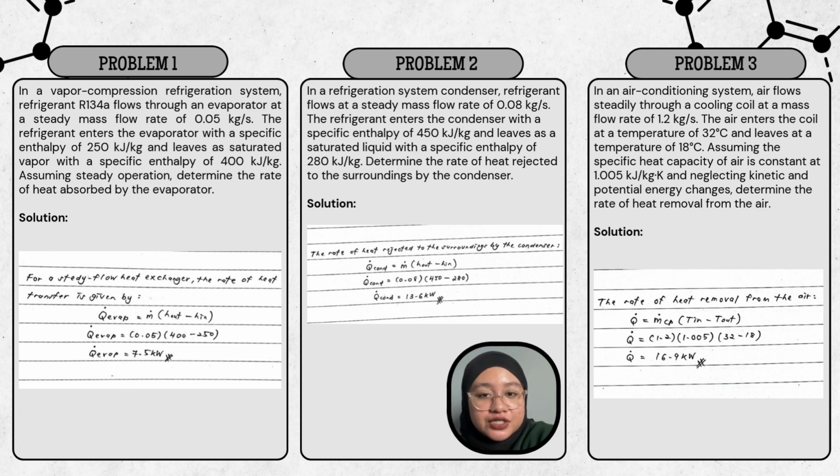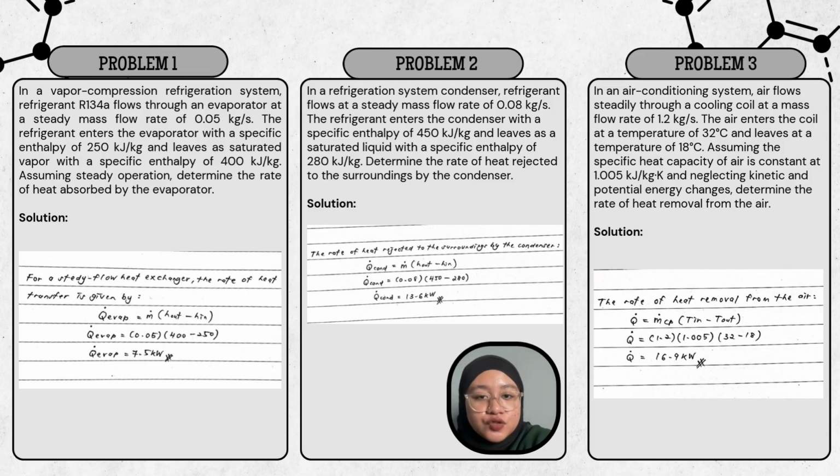Flow conditions: the refrigerant flows steadily at 0.08 kg per second. State change: it enters the condenser with a high enthalpy of 450 kJ per kilogram and is cooled to a saturated liquid at 280 kJ per kilogram. The calculation: the rate of heat rejection Q dot condenser is calculated by m dot multiplied by h_in minus h_out. Result: by calculating 0.08 multiplied by (450 minus 280), we determine that the condenser rejects 13.6 kilowatts of heat. Finally, we look at an air conditioning application involving a cooling coil.